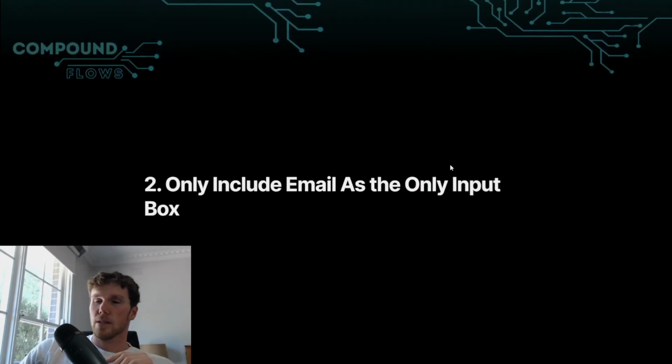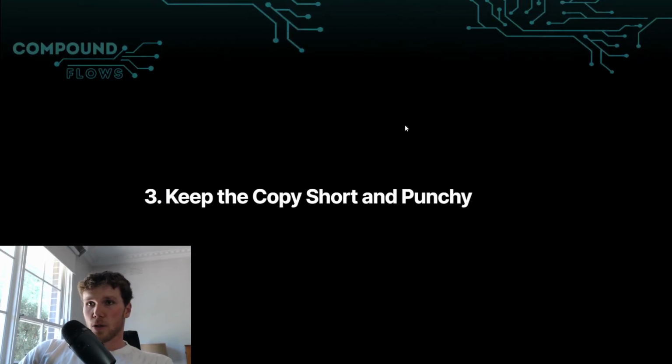The second pointer is only include email as the input box. Now this is a classic thing to do. It just reduces the friction of people signing up. If they have to put in their name, their birthday, their phone number, and their email, a lot less people are going to be wanting to sign up with you. Now Klaviyo can scrape first names and last names just through their database alone, just by putting in their email. So I never really asked for first names, and there's never been a problem with that. But on to the third point.